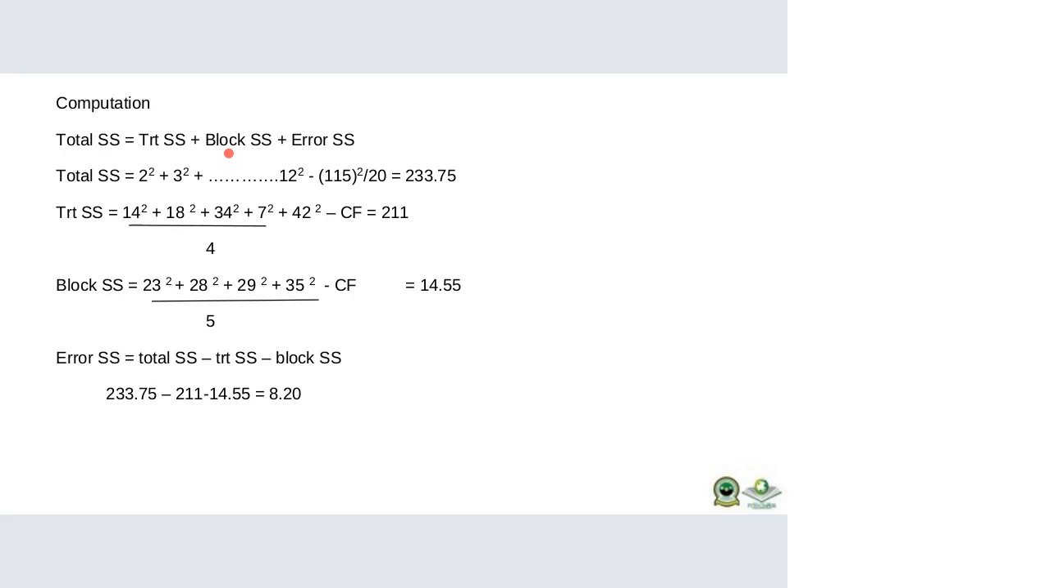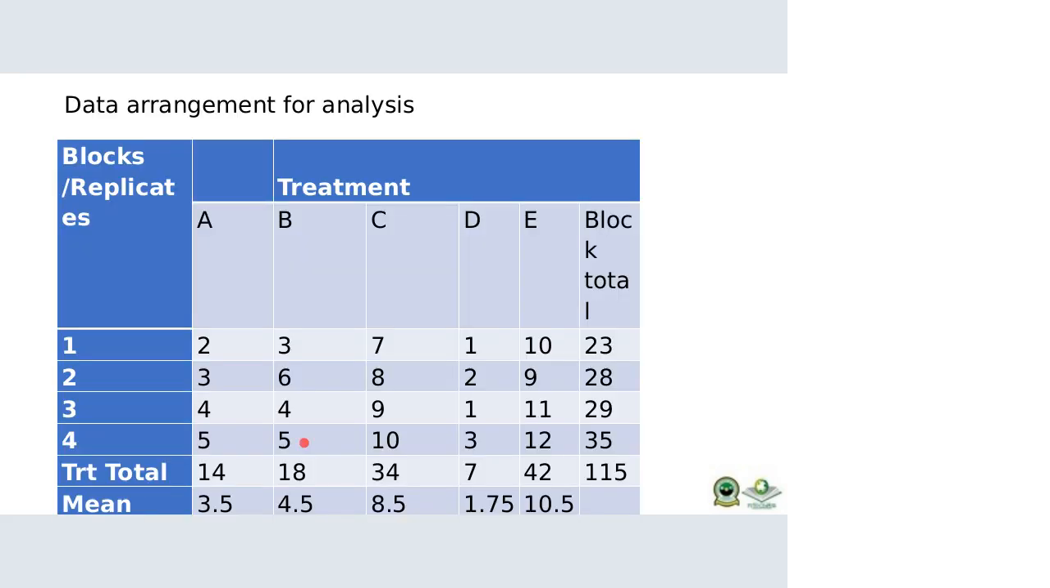Now we also do our usual computation. We have the total sum of square. In CRD, we only had the total sum of square, treatment, and error. Now we have introduced blocking. So we have the total sum of square, the treatment sum of square, the block sum of square, and the error sum of square. What is new here is only the block sum of square.